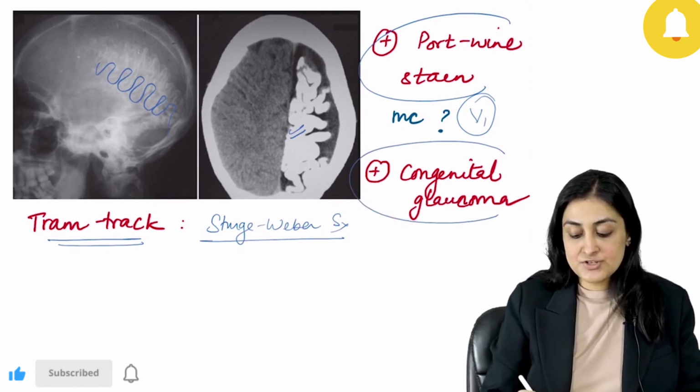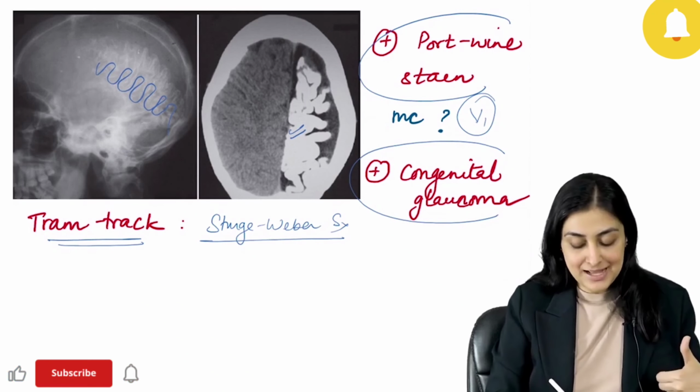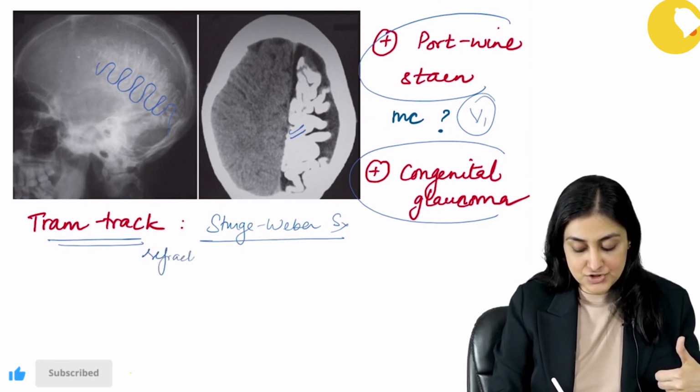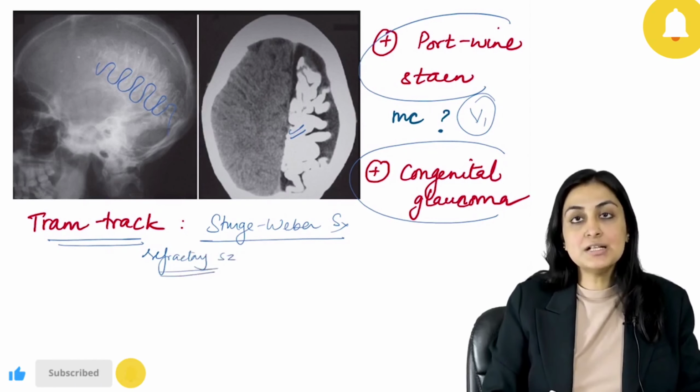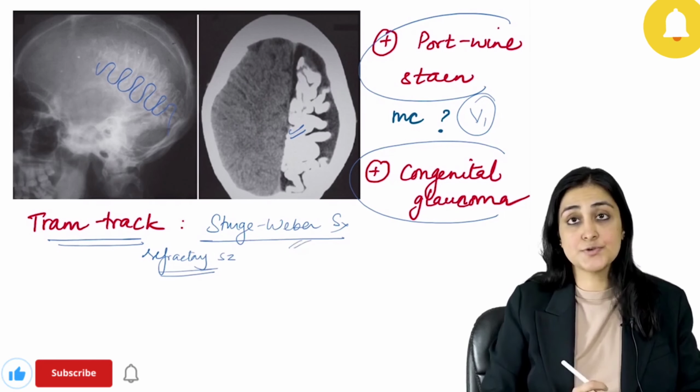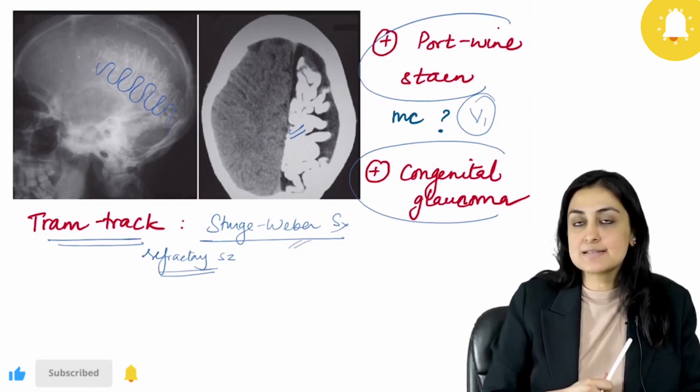So the patient will come with this triad of calcification, tram track, which leads to refractory seizures with cerebral atrophy. There is port wine stain, there is congenital glaucoma. This represents Sturge-Weber syndrome or neurocutaneous syndrome.